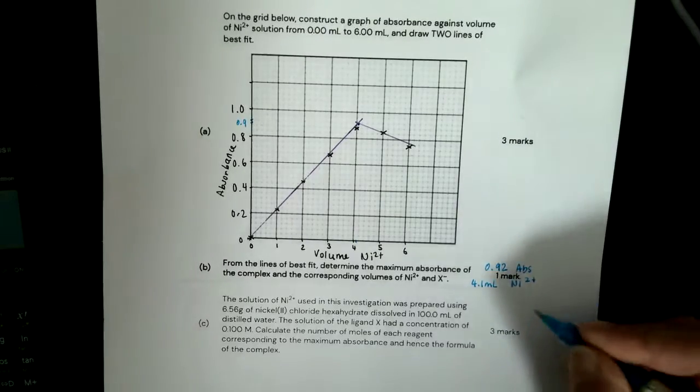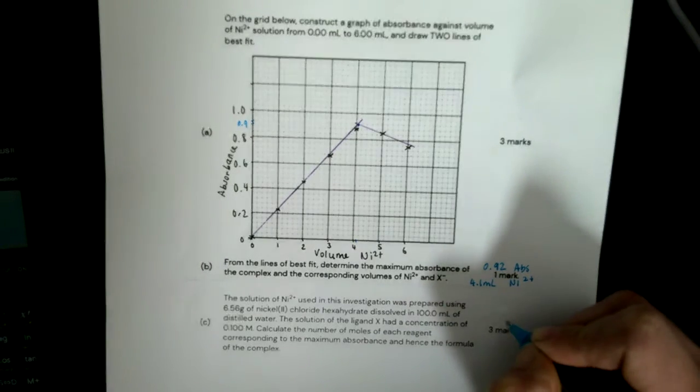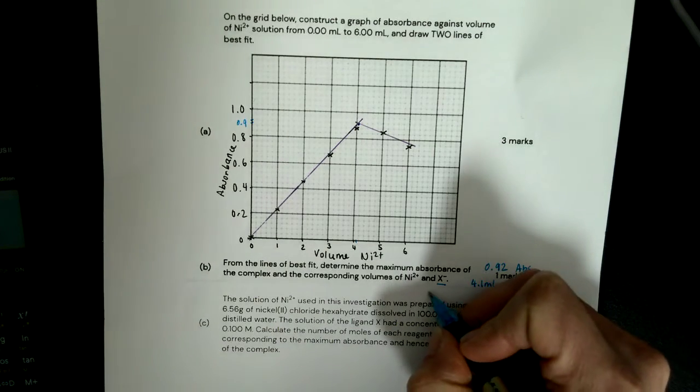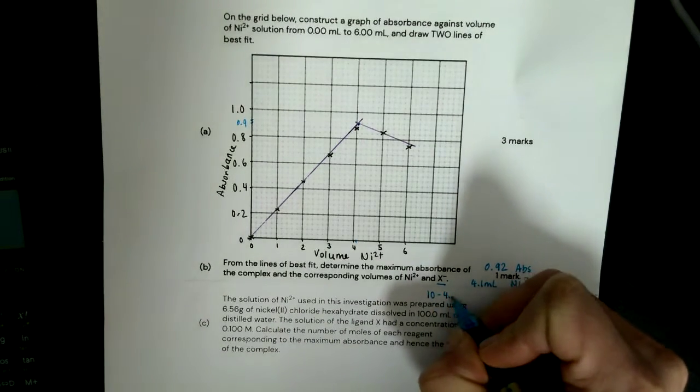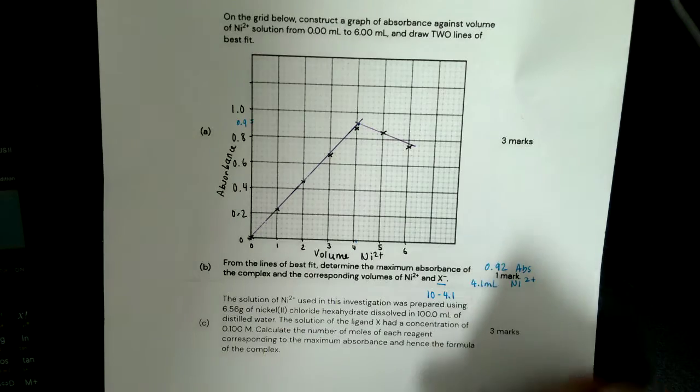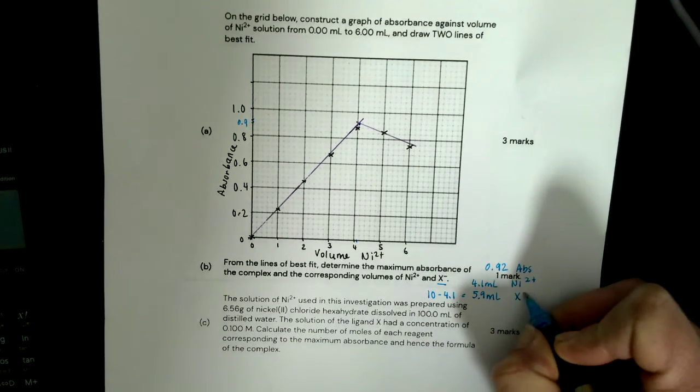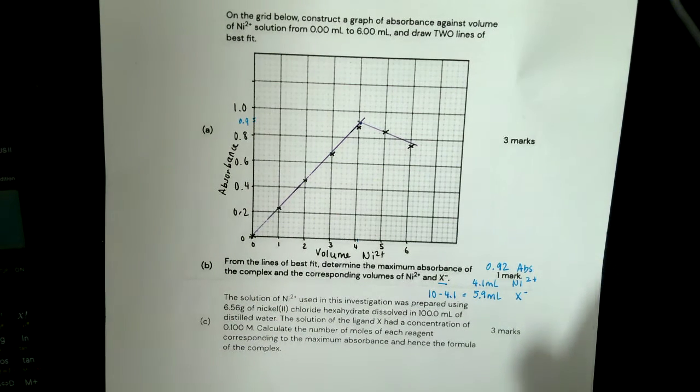Now, if you remember, the volume was made up to 10 mLs every time. So to work out the volume of X- in the solution, we'd go 10 minus 4.1, which is equal to 5.9 mLs of X- in the solution.